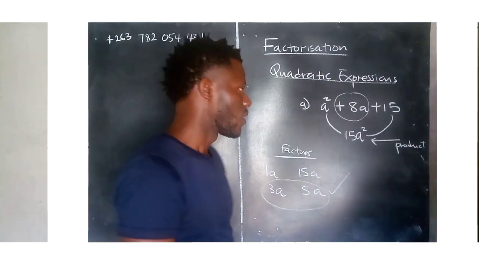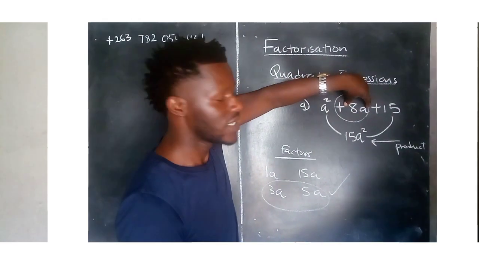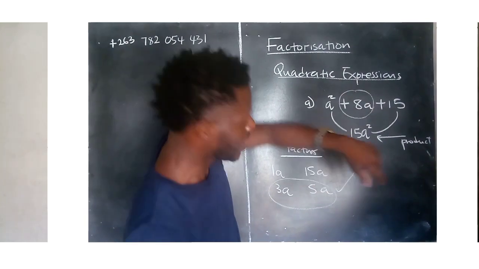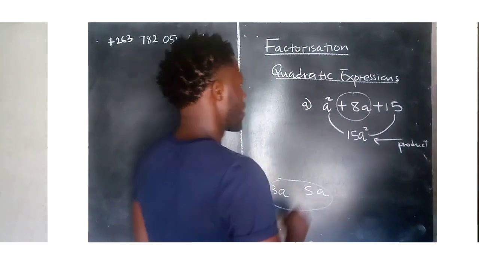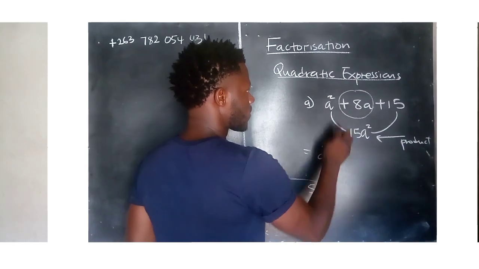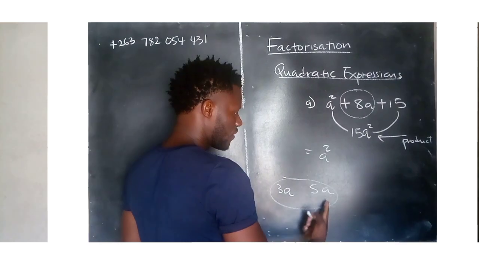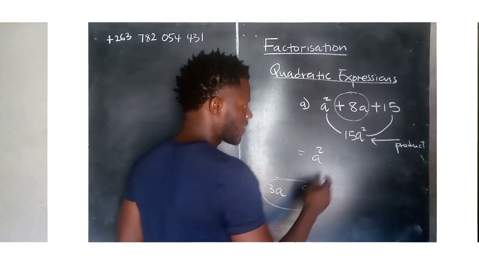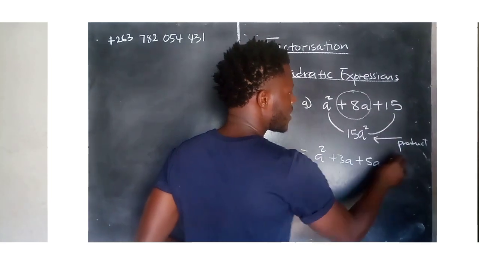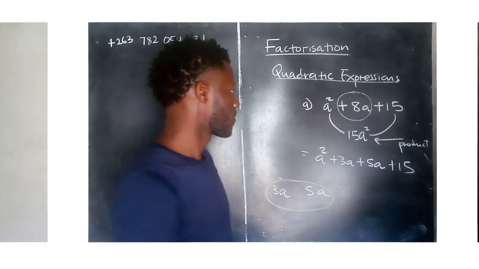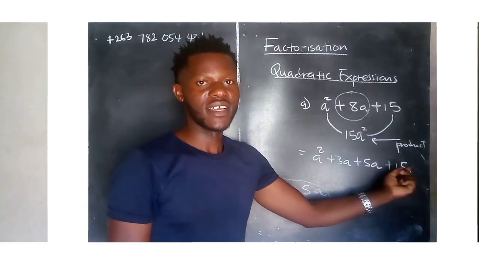After that, we need to remove the b value and replace it with these 2 factors that qualify. That is, we take a squared, then we are no longer writing down 8a. We are taking these 2 factors, plus 3a plus 5a, and plus 15. So a squared, then the 2 factors, then the c value.